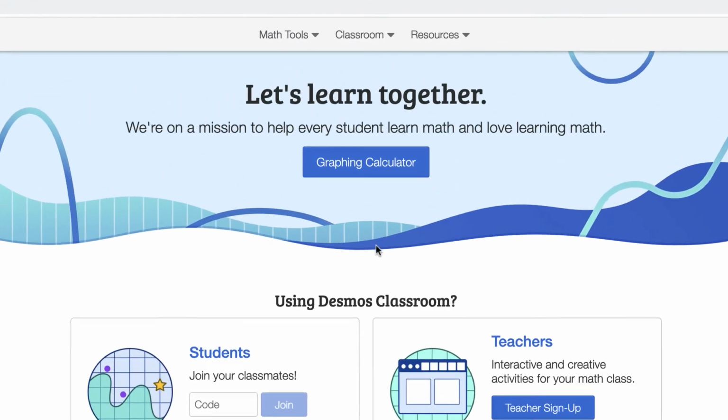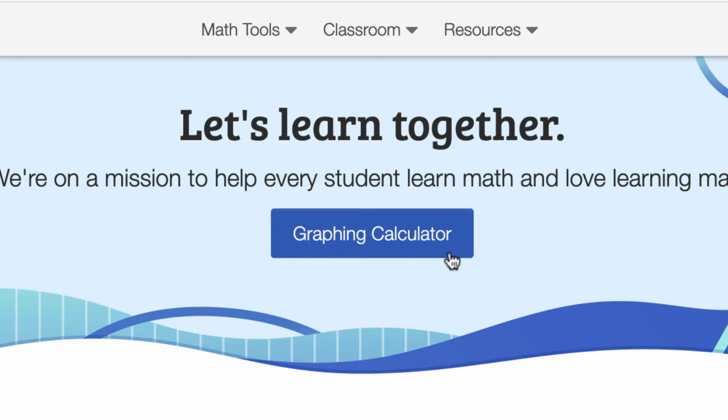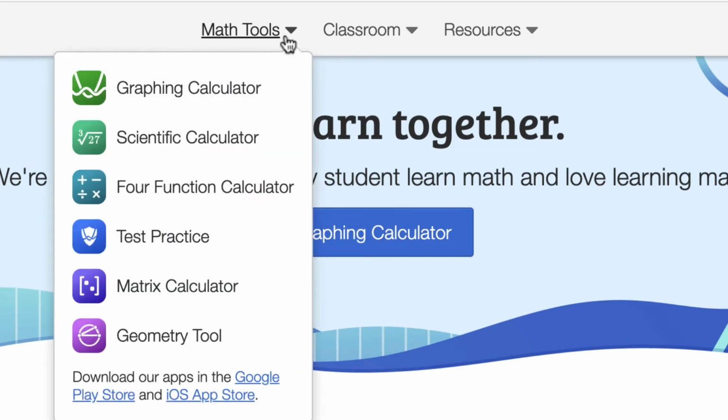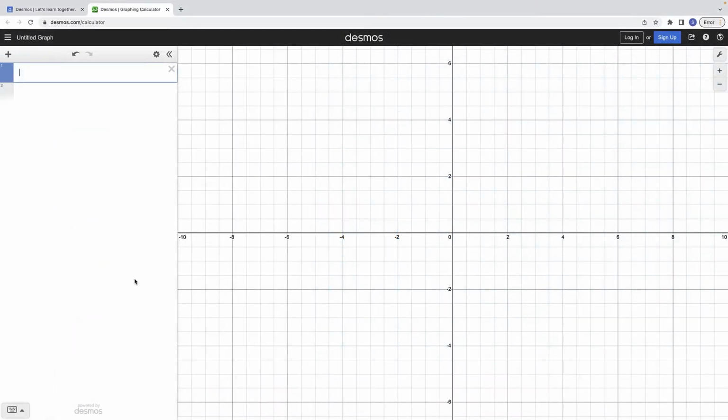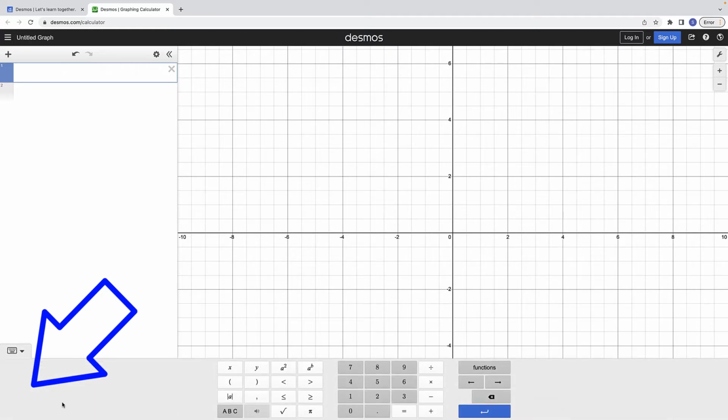To open the graphing calculator, press the button toward the top of the screen, or from the Math Tools menu, select Graphing Calculator. When the graphing calculator first opens, you should be looking at a blank graph. Go over to the first cell on the left-hand side and enter the function. You can enter the function using the keypad down in the bottom left-hand corner.